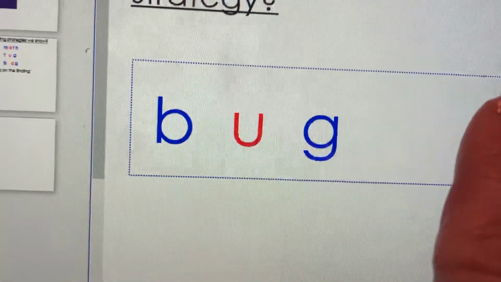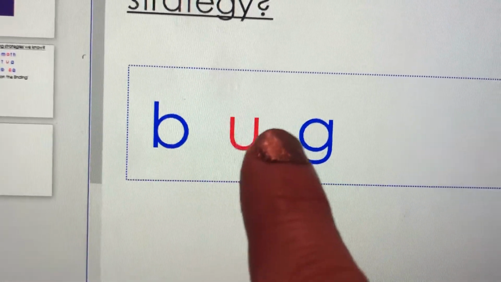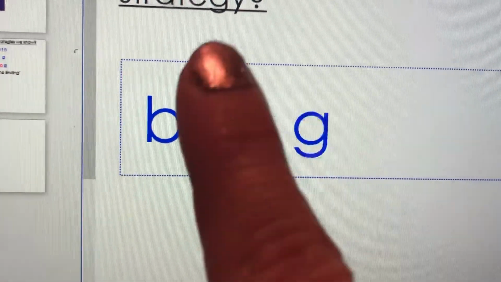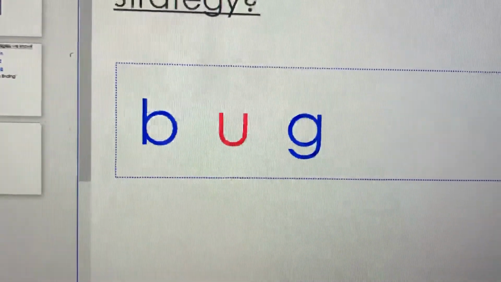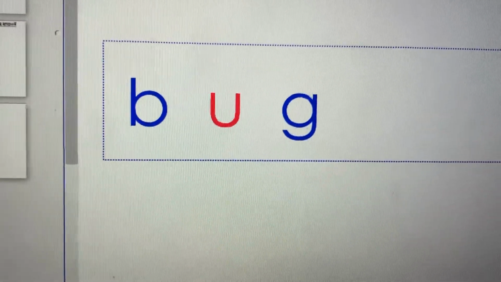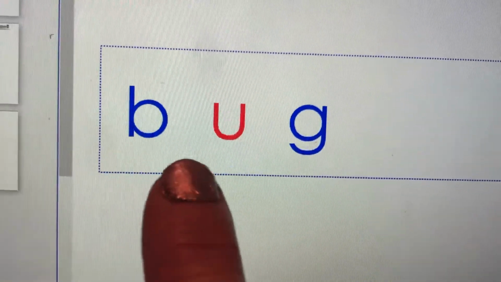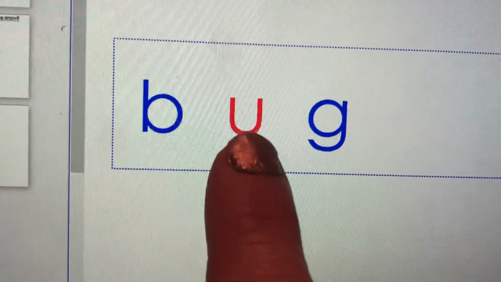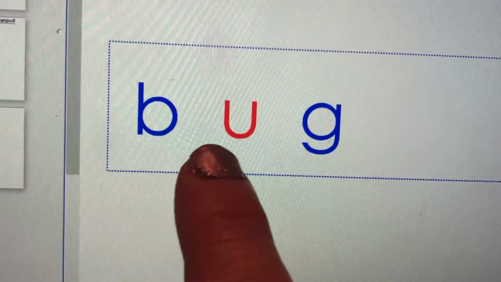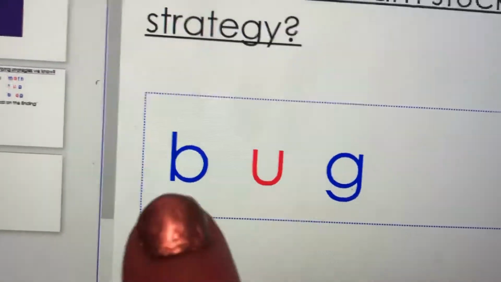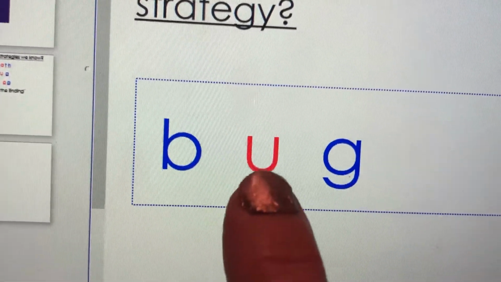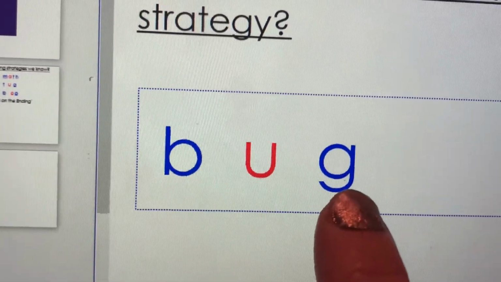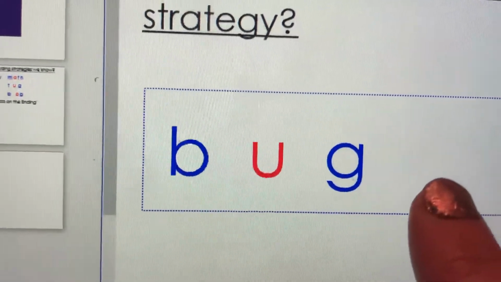You start out tapping like I just did. B-A-G. Still not ready to sweep and blend it together, so I'm going to tap a little faster. B-A-G. If I'm really stuck and I just am not ready to blend those sounds together, I am going to tap the first two, try blending those two, and then I'm going to hold on to that vowel because vowels are always stretchy. And then I'm going to add on that ending sound. Then I'll go back and sweep.